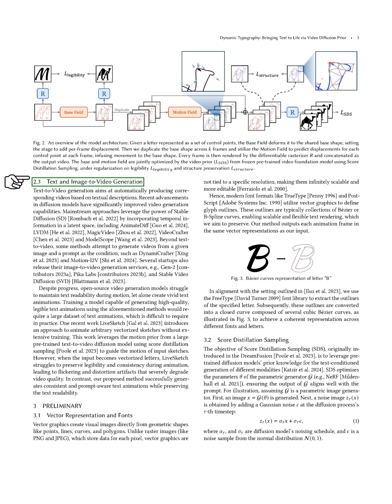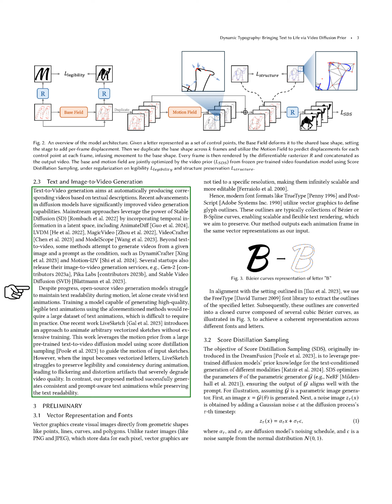Moving on to text and image to video generation, the goal is to automatically create videos based on textual descriptions. Recent advancements in diffusion models have significantly enhanced video generation capabilities. Some approaches incorporate temporal information in a latent space using stable diffusion, SD. Beyond text to video generation, some methods aim to generate videos from images and prompts. While there has been progress in this area, maintaining text readability during motion remains a challenge for open-source video generation models.